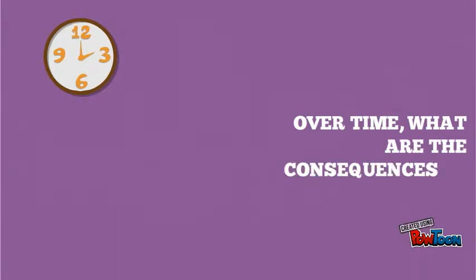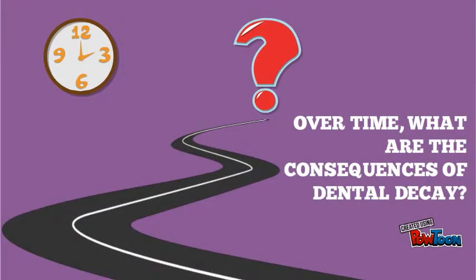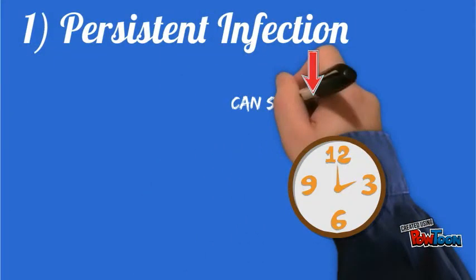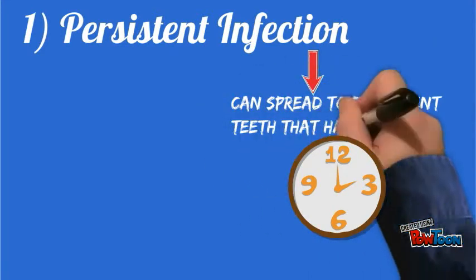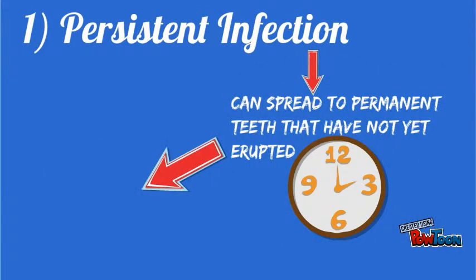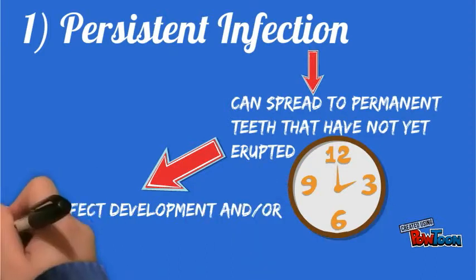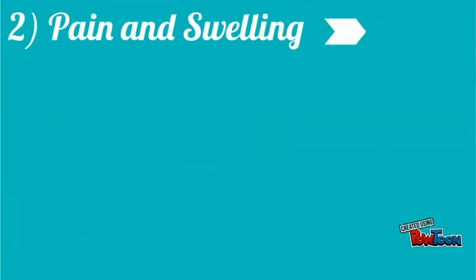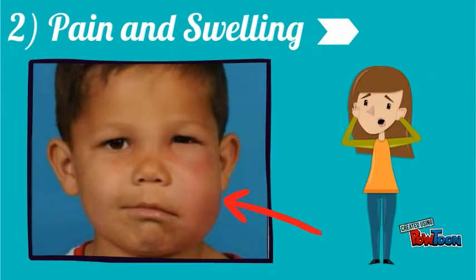What happens when tooth decay is left untreated? Persistent infection. Spread of infection from primary teeth can cause tooth decay in permanent teeth although they have not yet erupted. Secondly, pain and swelling. This puts the child in misery and suffering.